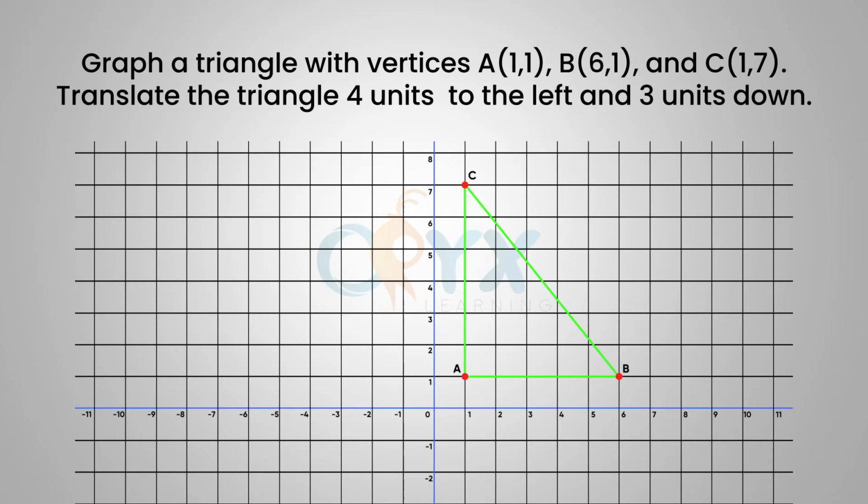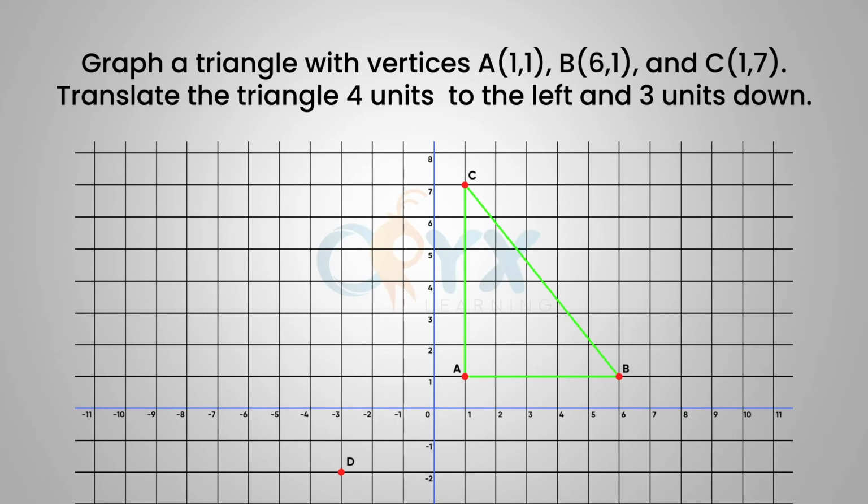Now let's translate the triangle 4 units to the left and 3 units down. So I'll physically pick up each point and move it 4 units to the left and 3 units down, starting with point A. So moving point A 4 units to the left, 1, 2, 3, 4, and 3 units down, 1, 2, 3. That gives me point D, which is at (-3, -2).